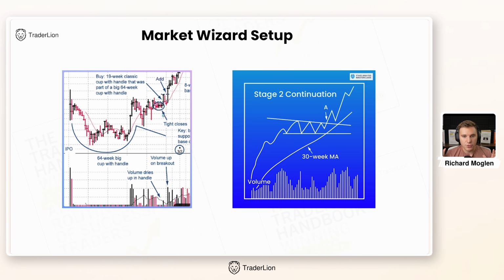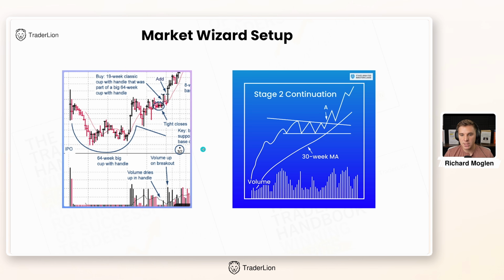So he looked for the exact same things that we're going to be talking about today. You can see the volume drying up within this tight area, the tight closes, and then the big volume coming from that tight area. And we'll talk about all those characteristics today. And then over on the right here, we have another great trader, Stan Weinstein. And this is a stage 2 continuation setup, which is a base breakout. You've got a longer term uptrend, a base consolidation, higher lows within that. And then we get the breakout at point A here, and we're off to the races. We're continuing on with the longer term trend.